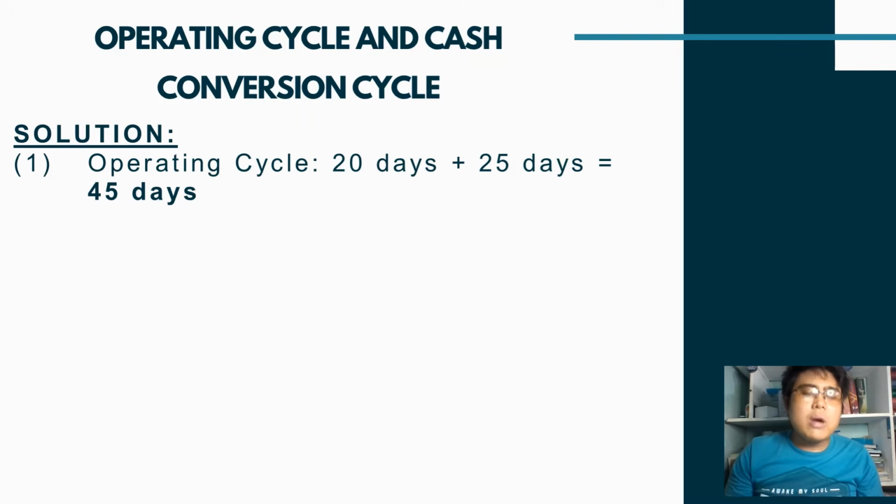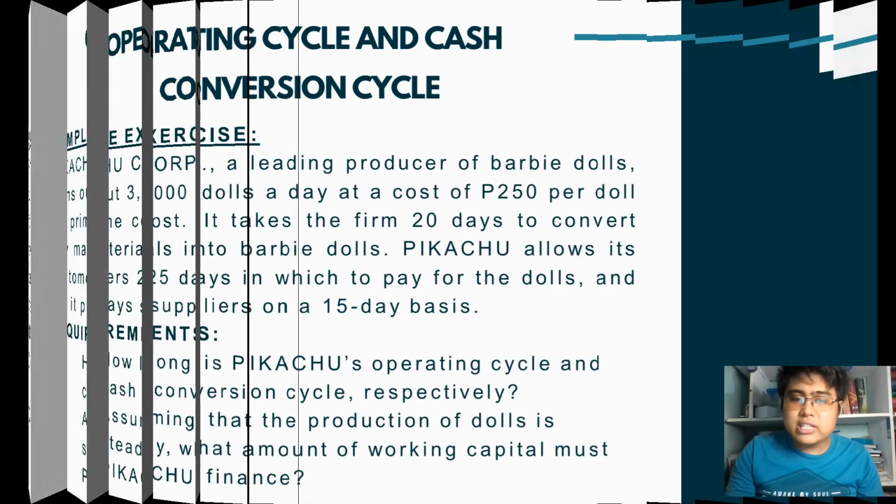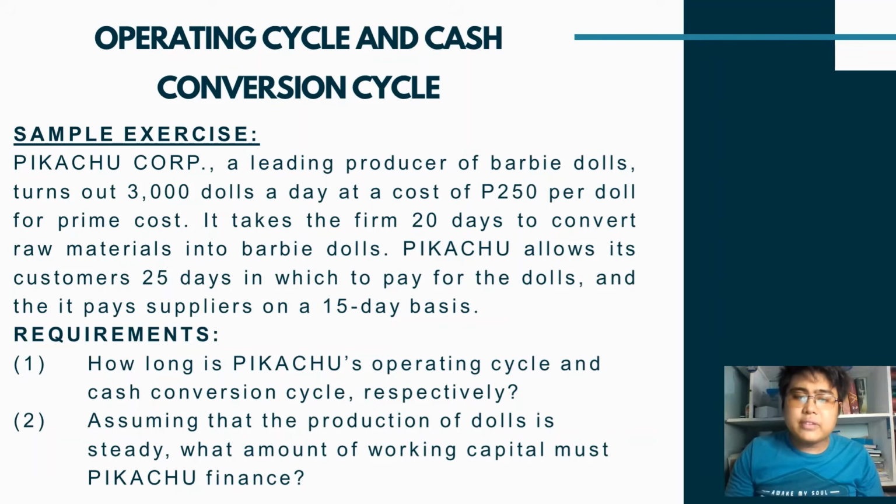Okay. Number 1. How do we compute operating cycle? Operating cycle is days inventory plus days AR. Sir, saan galing yung 20 days? Kung babalikan natin kanina yung exercise, sabi niya, it takes the firm 20 days to convert raw materials into Barbie dolls. Take note, kapag manufacturing business ka, ang binibenta mo ay finished goods at hindi raw materials. So basically, it is already saleable 20 days after mo siyang bilhin. So that would be your days inventory.